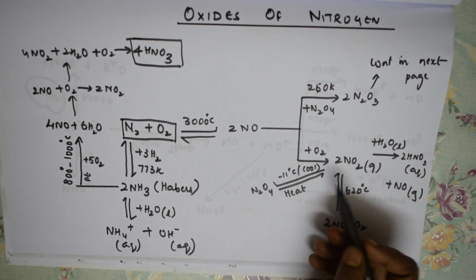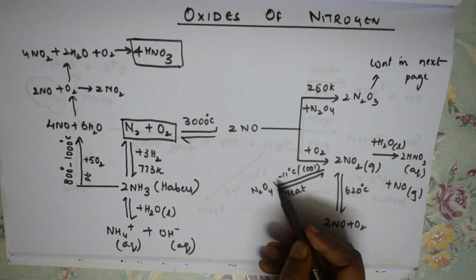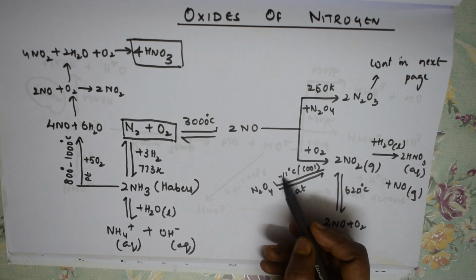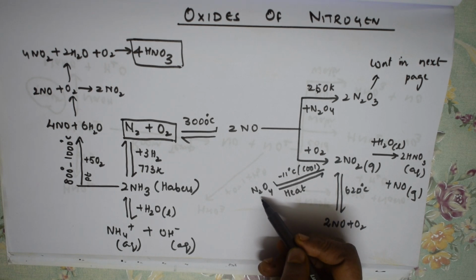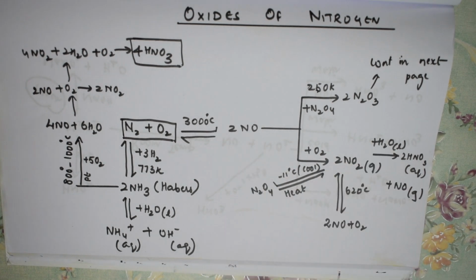Next, if I take NO2 and cool it, at almost minus 11 degrees centigrade, I get N2O4. If I heat it, I'll get back the NO2. So this is one way of understanding.